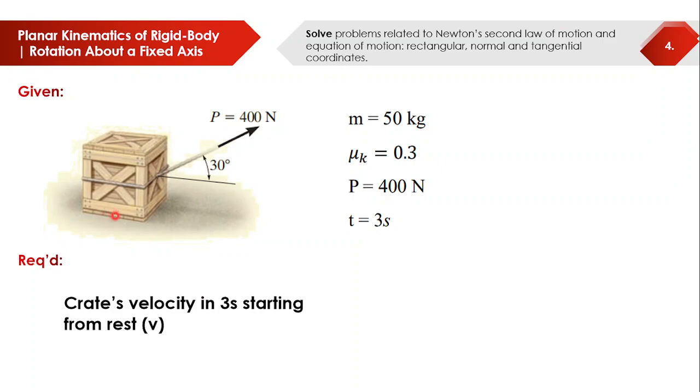So, first, basically the given muna. They have the figure: P is equal to 400 N, and that is pulled from the horizontal at 30 degrees. Mass is equal to 50 kilograms, the mass of the crate, the coefficient of friction is 0.3, then again the pull force is 400 Newton, and the time is 3 seconds. And we are going to find the velocity in 3 seconds starting from rest.